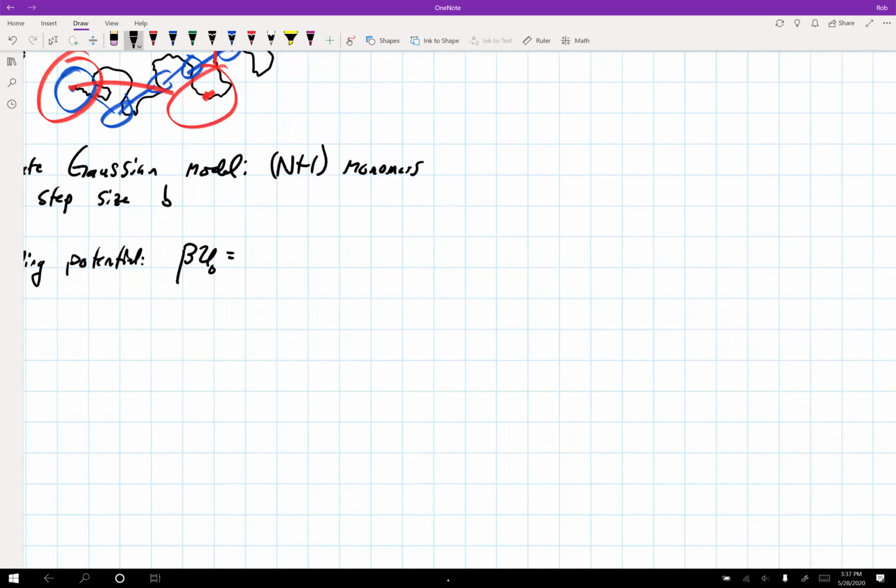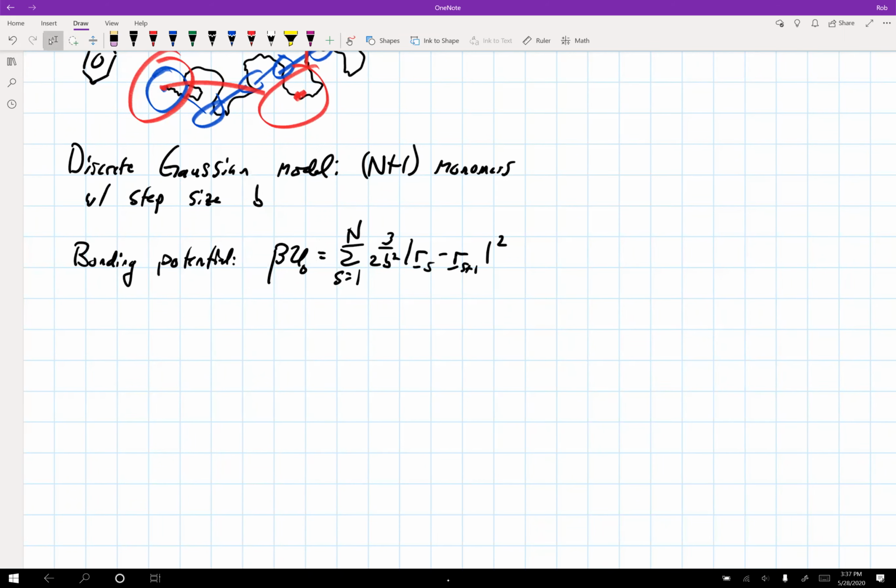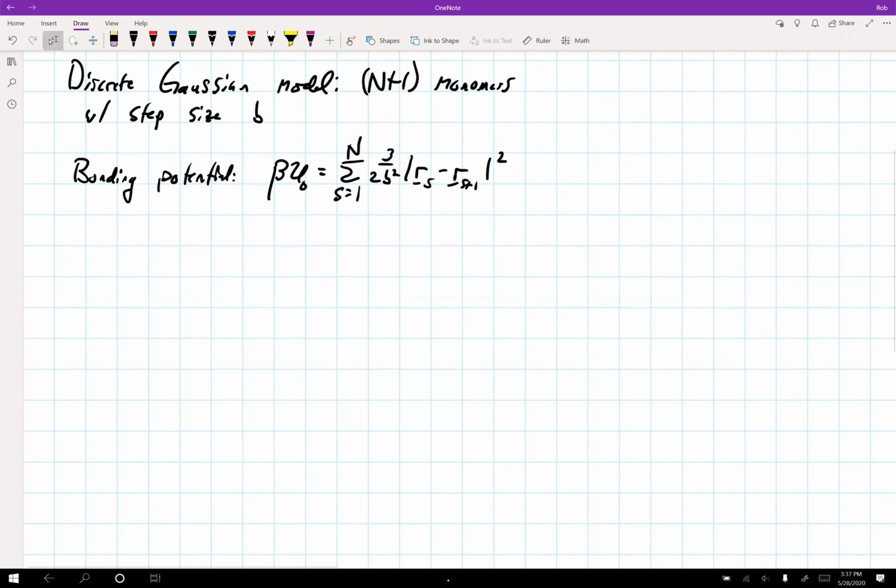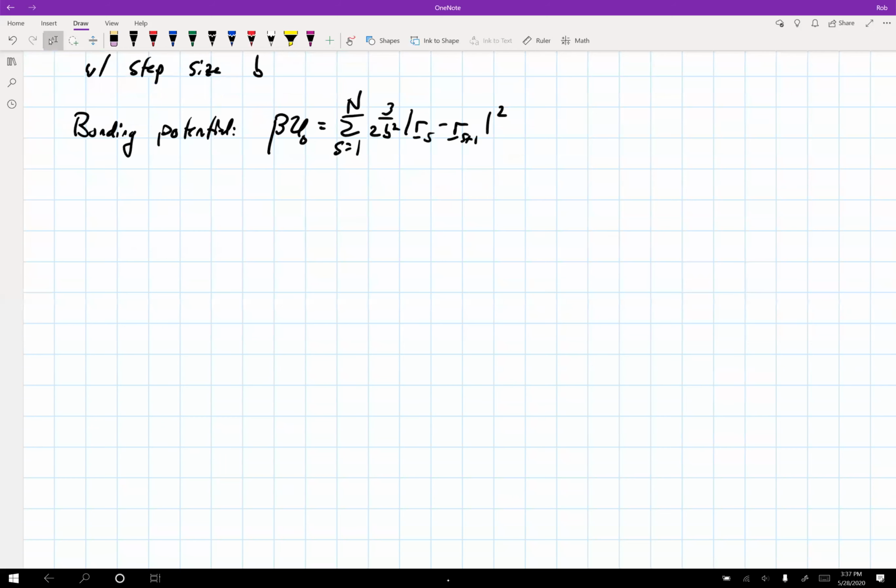Basically the total bonding energy for this one polymer chain is going to be the sum, where I use s to indicate position along the polymer backbone. So we sum over all of the bonds, and then we have 3 over 2b squared, and then simply the squared separation between the two monomers. That's going to be our bonding potential. If this were the only thing in our model, we could calculate all the statistics of it analytically very easily. We'll do that in a couple of lines, and then we'll start putting these molecules into fields.